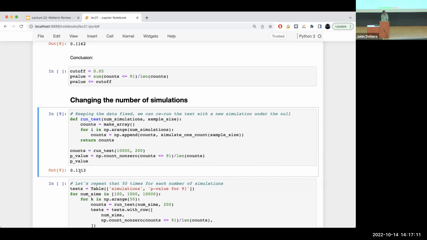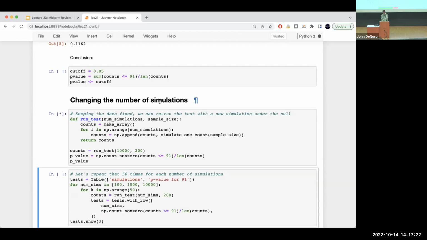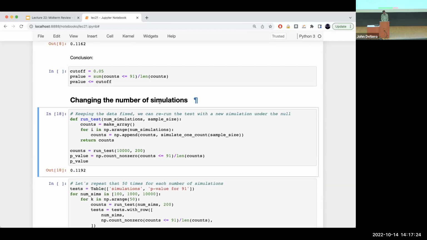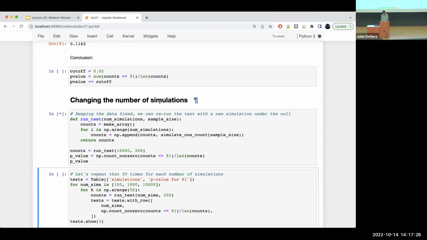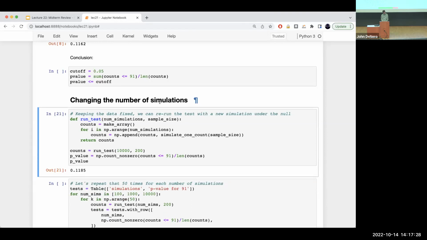I do it again, I get 11.13, a different answer. I run it again, 11.17, 11.84, 11.55, 11.55, 11.47. If I run this a bunch of times, oh, I saw 12, but everything's right around 11.5. The reason that the p-value is not changing much, even though I'm running these random simulations, is that the data are the same. Everything I know about the world is the same.